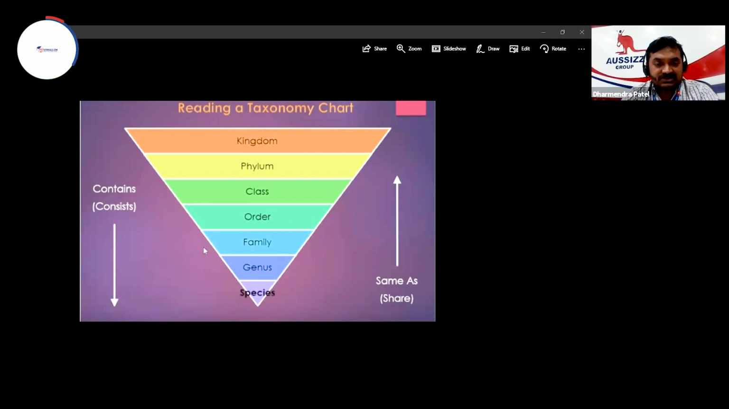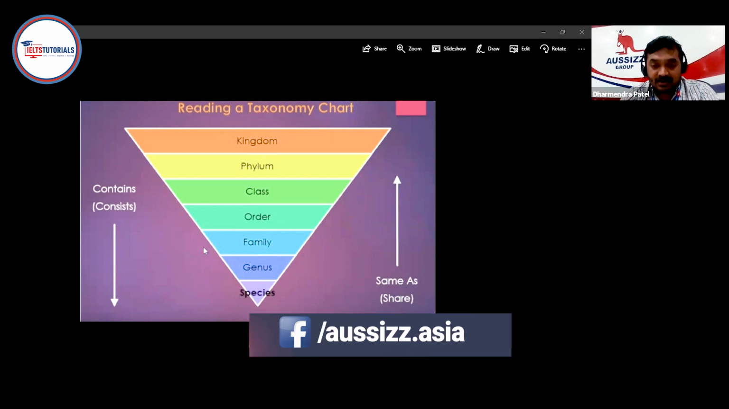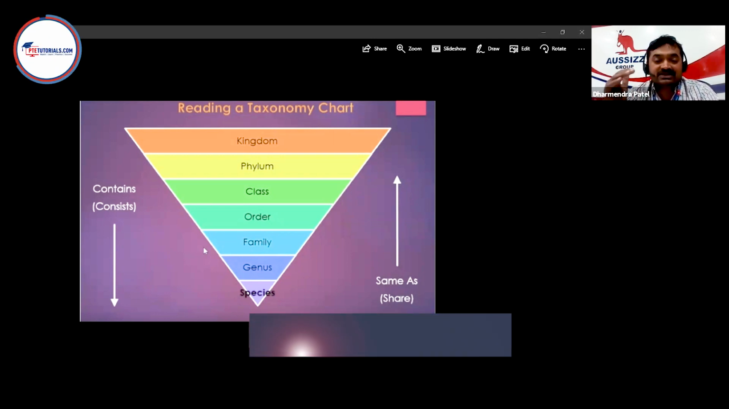The chart also mentions that if we go from bottom to top, the organisms would share the same classification. In other words, if two organisms belong to the same family, they share the same order, class, and so on. On the other hand, if we go from the top to bottom, we can use the word consists or contains. In other words, the class consists of order and family consists of genus. Finally, the image of the taxonomy chart shows a perfect hierarchy that starts with kingdom on the top and ends with species at the bottom.